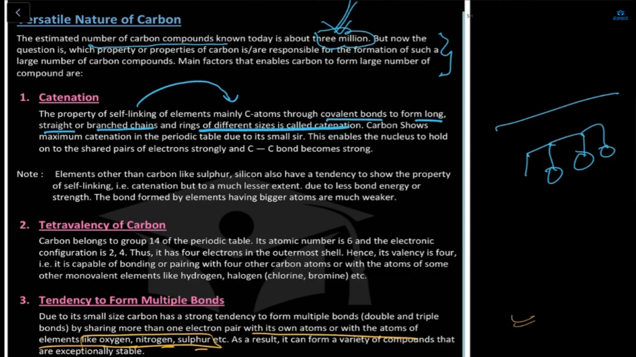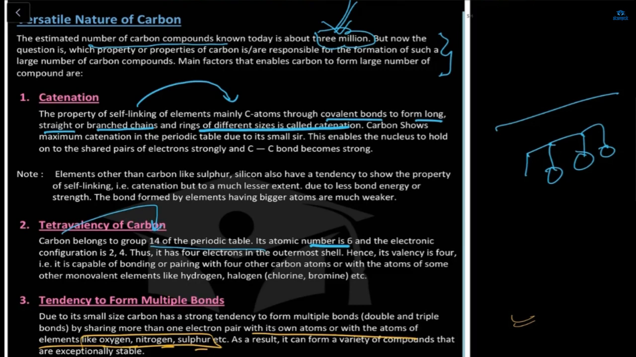Tetravalency of carbon. Tetra means 1, 2, 3, 4. The outermost shell contains 4 electrons. That's called tetravalence. Tetra means 4, right? Carbon belongs to group 14 in the periodic table. The atomic number is 6, so the electronic configuration is 2, 4. So 4 electrons are there in the outermost shell.